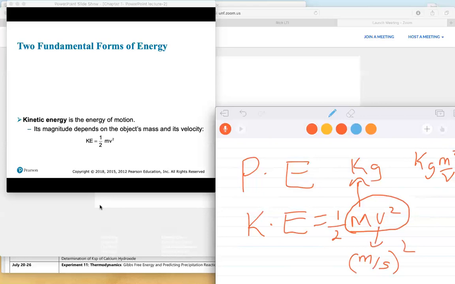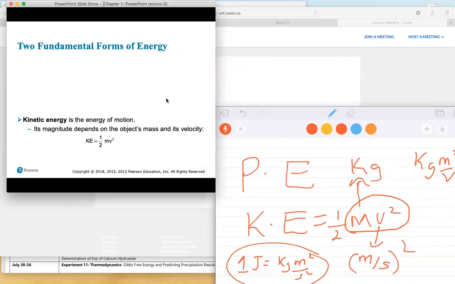I know you are familiar with the joule. We're going to talk about this. It is the same as kg meter squared per second squared. So this is what you need to remember as far as calculating the kinetic energy of an object.